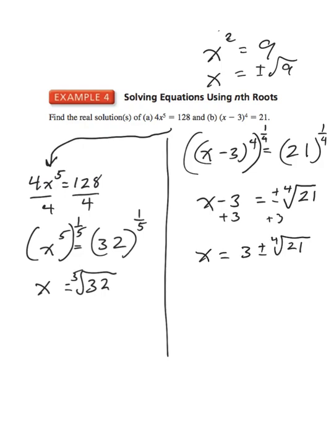So let's remember that if you're doing the problems on Big Ideas, it's going to ask for 2 answers when we take a 4th root. It's going to ask for the plus answer and a minus answer.